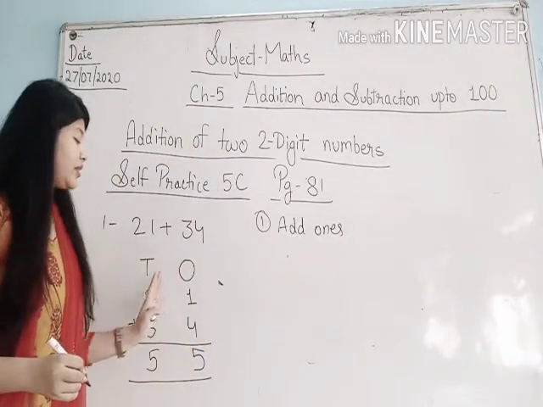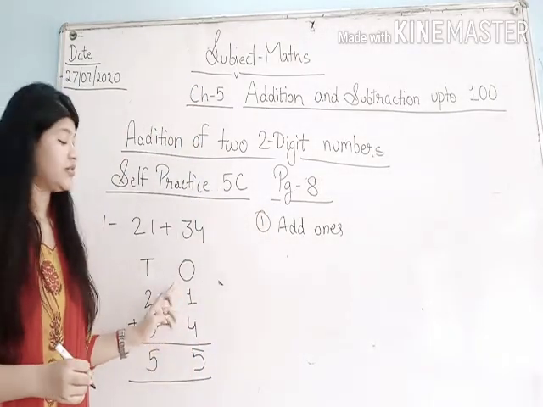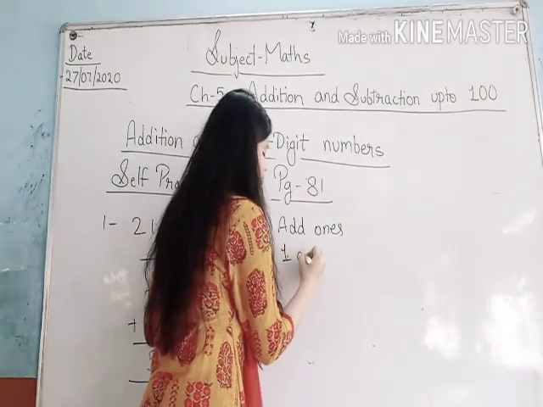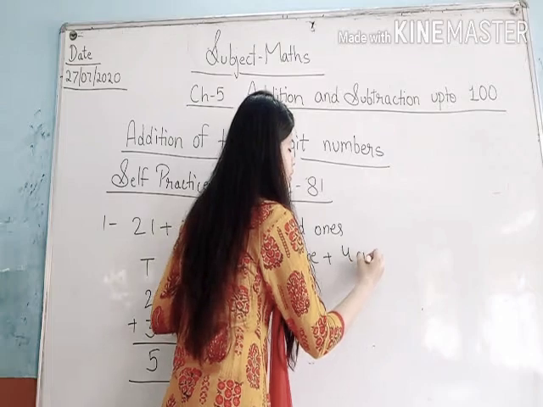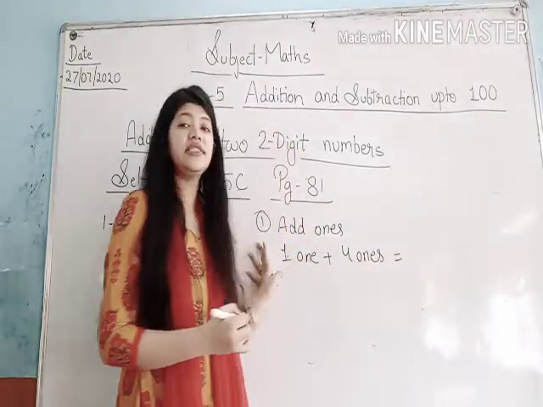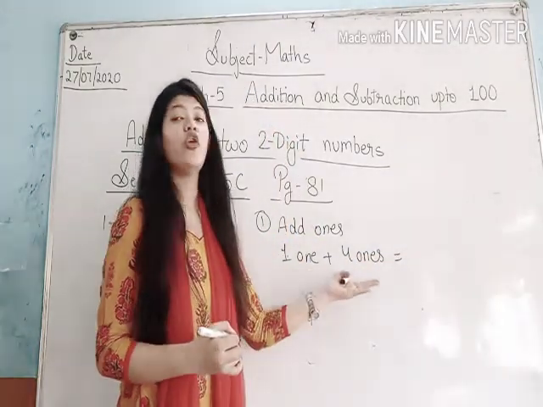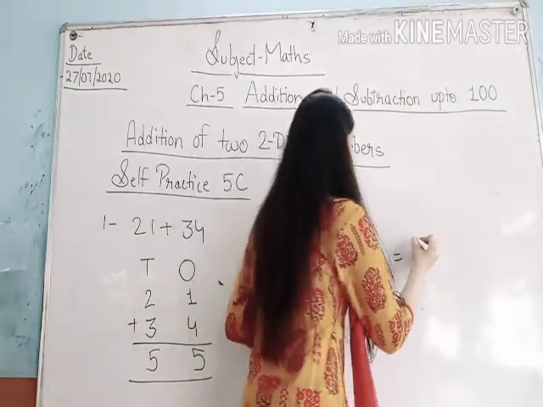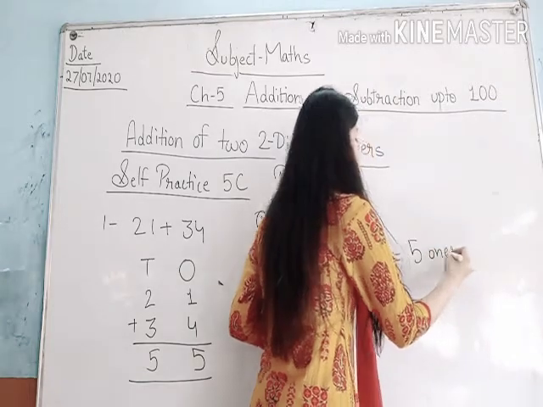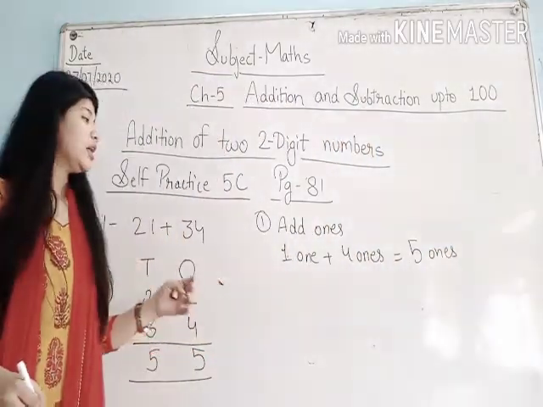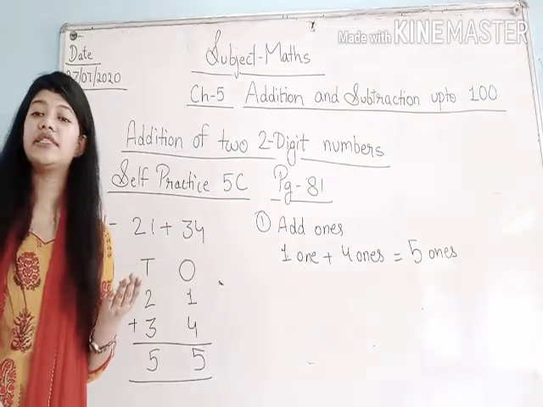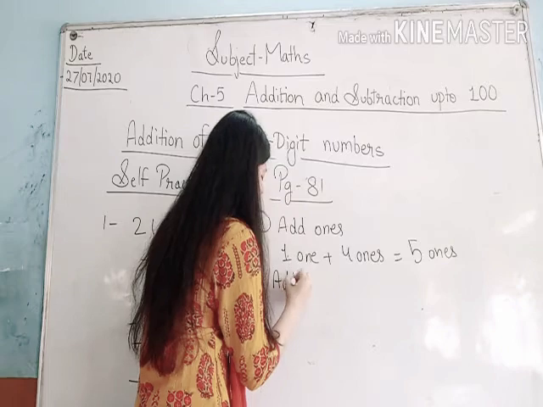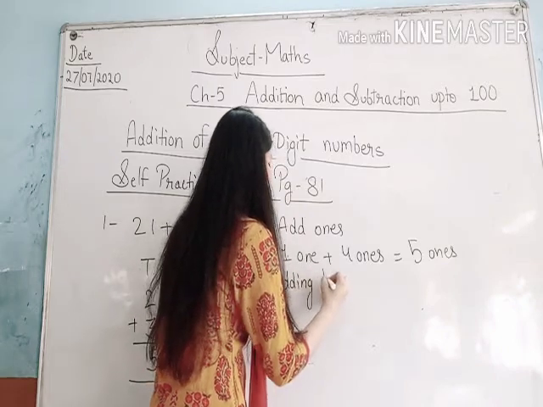Now see, there are two digits under the column of ones, 1 and 4. So we can write it as 1 plus 4 ones. Now 1 plus 4 ones is equal to 5 ones. So we will write 5 ones. Clear? Now what will our next step be? Adding tens.